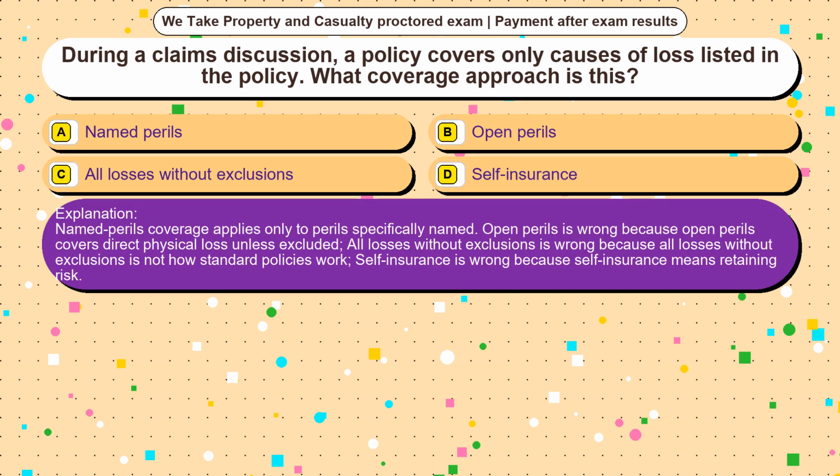Named perils coverage applies only to perils specifically named. Open perils is wrong because open perils covers direct physical loss unless excluded. All losses without exclusions is wrong because all losses without exclusions is not how standard policies work. Self-insurance is wrong because self-insurance means retaining risk.